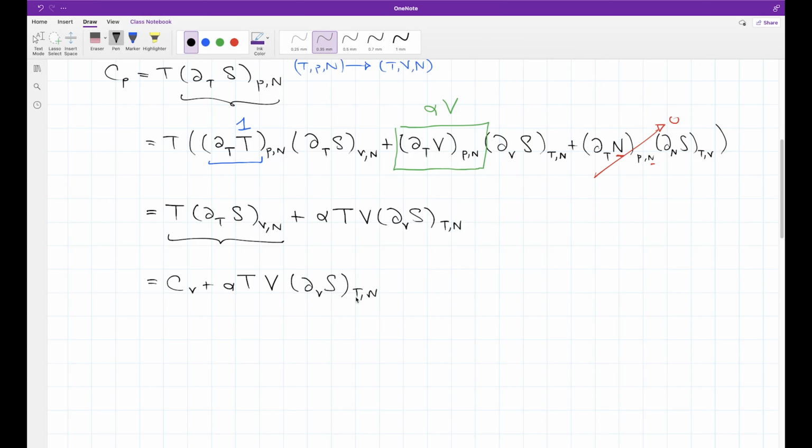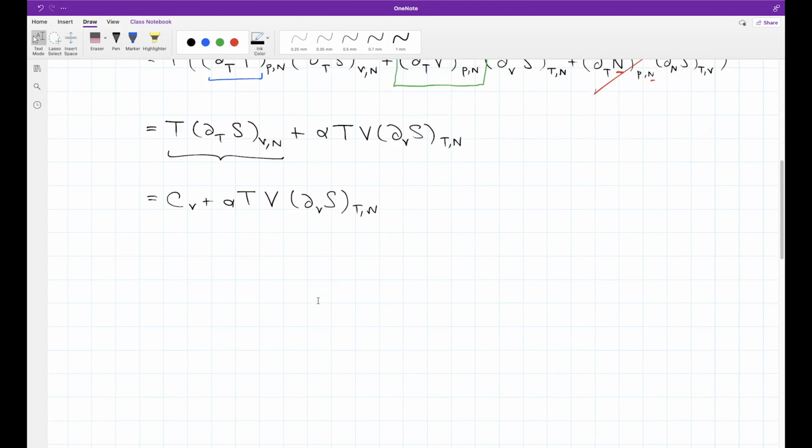Let's see if we can drill into that a little bit more. This would be easier actually if I waited a couple of lectures, but I'm not going to do that. I'm just going to push forward. So I'm going to write dU is equal to T dS minus P dV plus mu dN. Again, this is our first law.